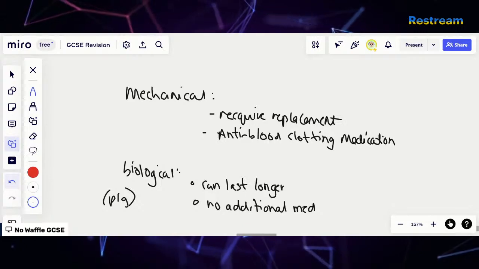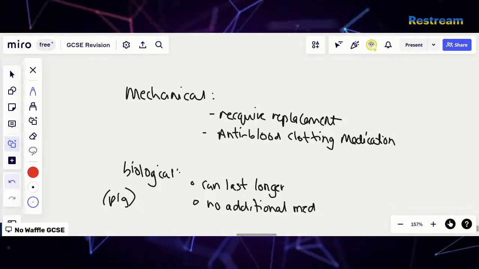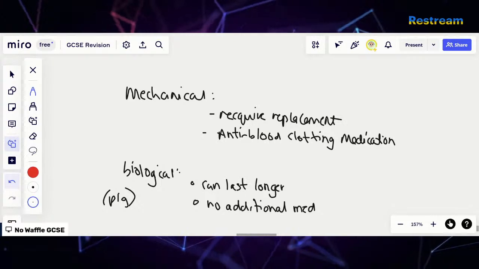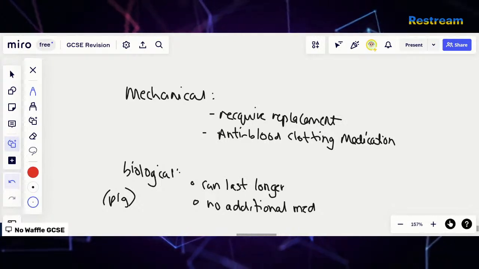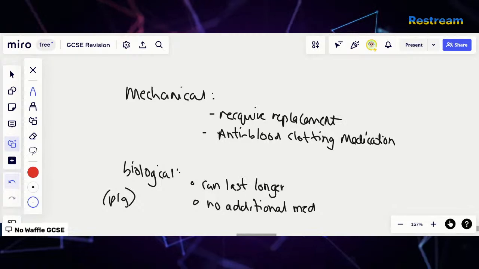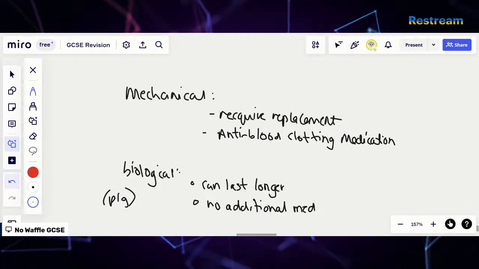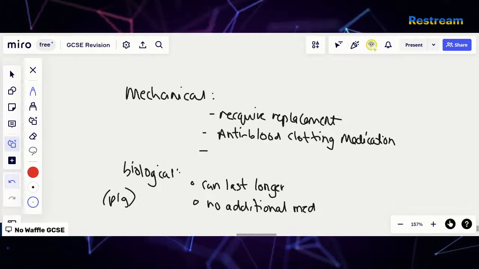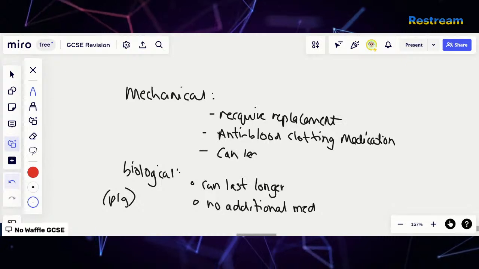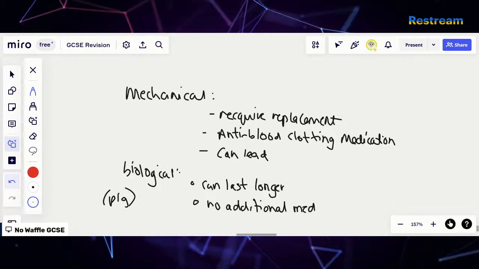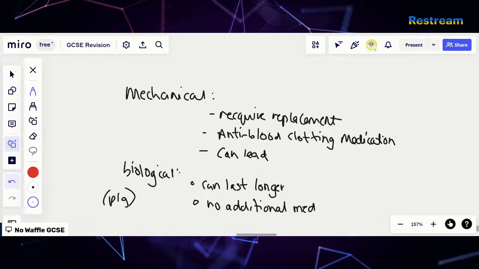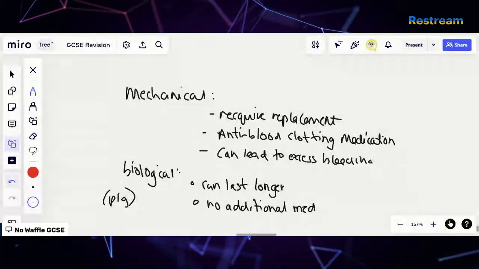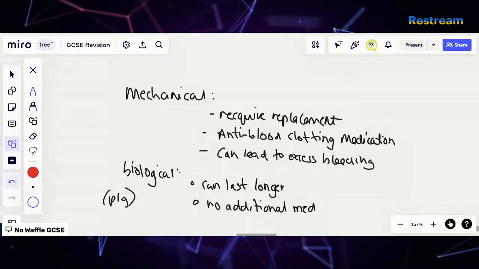And also another thing is that the mechanical valve may be harder, but with biological, it will be softer tissue. But that's not really too much to say. And the final thing is with mechanical, it can also lead to excess bleeding after you've put it in. So it can be quite dangerous, whereas biological doesn't tend to cause excess bleeding.